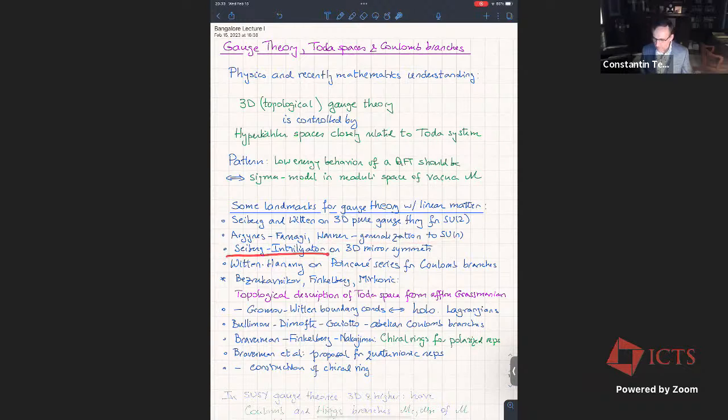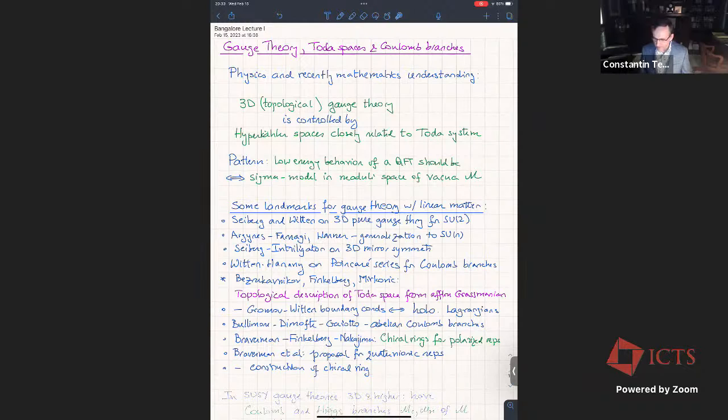And also in the 90s, Seiberg and Intriligator introduced 3D mirror symmetry. It's something I'd very much like to learn about, but I don't think I understand it, and probably the audience knows more about it than I do. And then somewhat later, Witten and Hanany wrote down the Poincaré series for the chiral ring, the ring of functions on the space of vacua for gauge theory with a linear representation, linear matter fields.